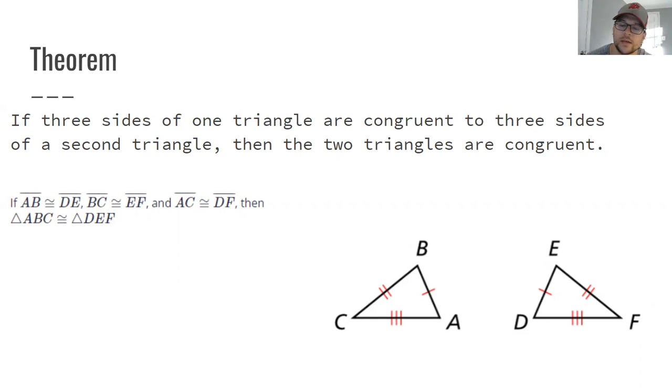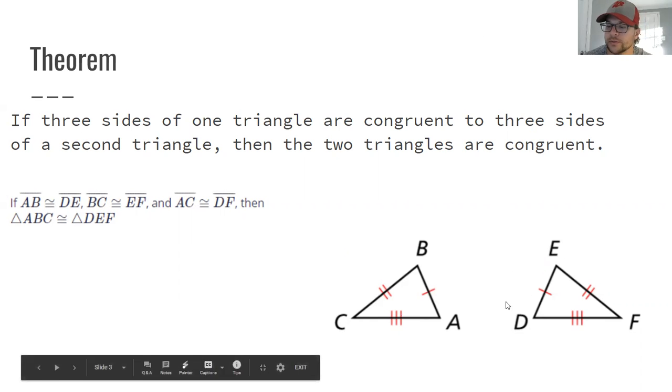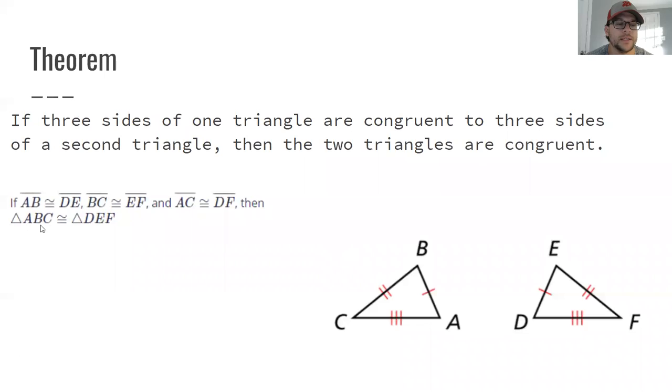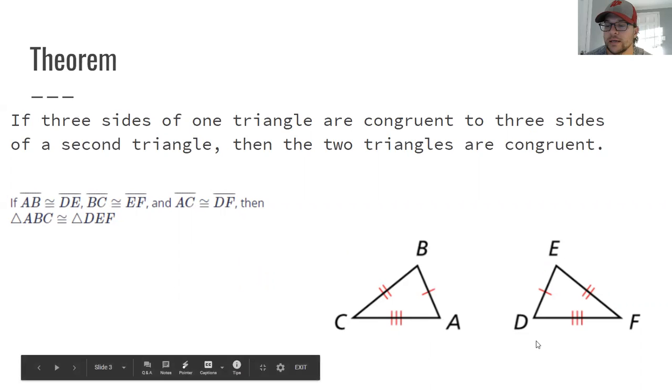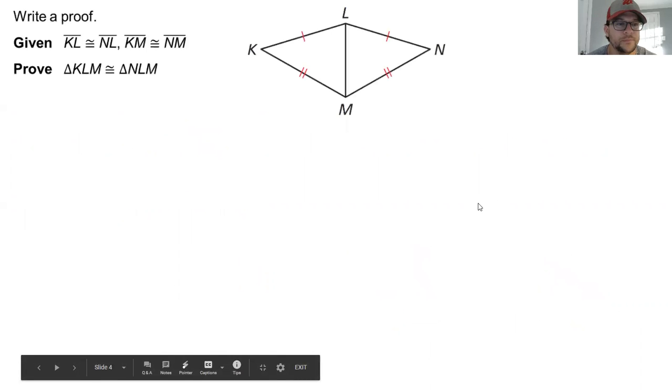So notice how in this example, even though the triangles look like they're mirror images, your corresponding sides are AB and DE, because those are the ones that have the one dash mark that are congruent. BC to EF have two dash marks. AC to DF have three dash marks. So those are your corresponding sides, and you can write your triangle congruency statement of ABC to DEF.